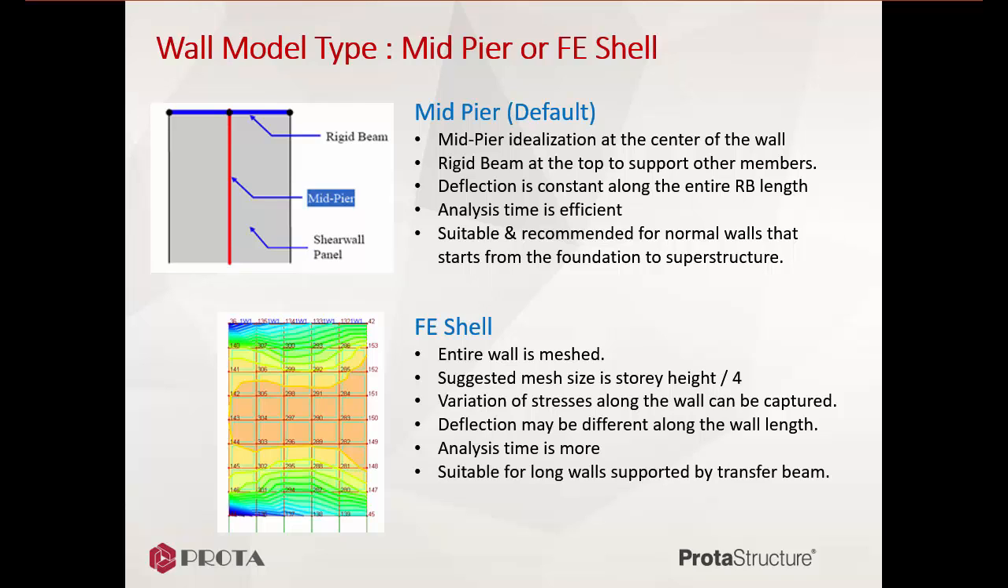Particularly, the FE shell model should be used for long discontinuous walls supported by transfer beam. For merged shear walls, which are several walls that are combined, FE shell will be mandatory by default.